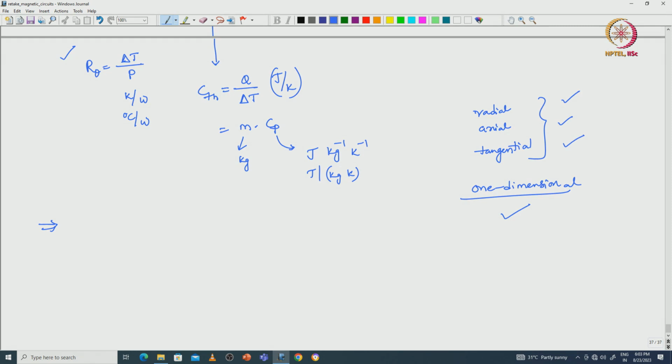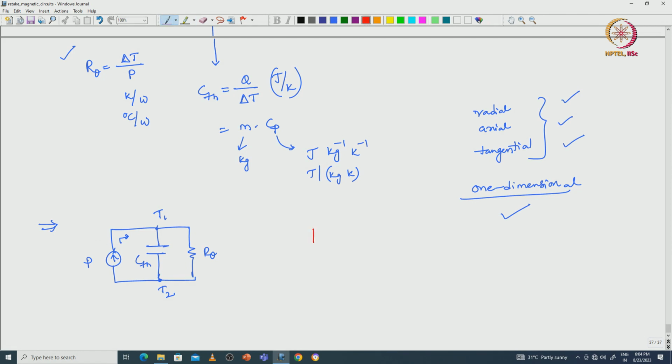Let us consider a one-dimensional network with simple elements, all these three elements: thermal resistance, thermal capacitance, and the power loss element. Heat is flowing in this direction. The temperature at node 1 is T1 and the temperature at node 2 is T2. So, this is the basic one-dimensional thermal network.